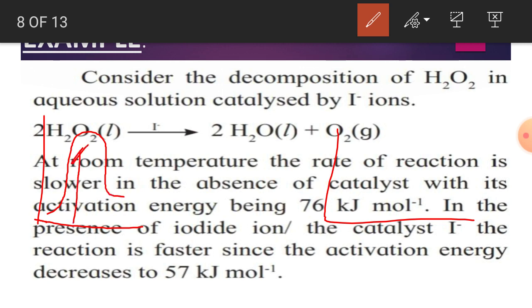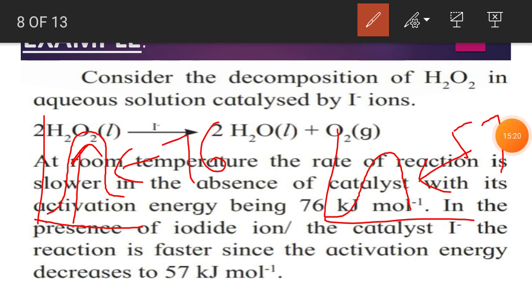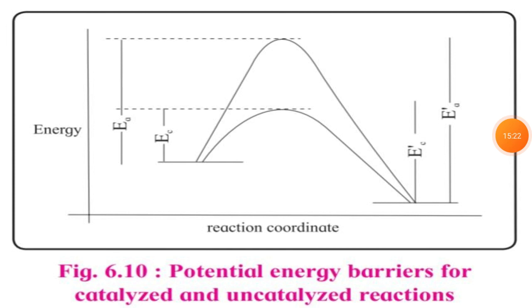This is the activation energy. Fine. While with catalyst the graph will decline. Here suppose it is 76, the graph is declined to 57. So the activation energy decreases in the presence of catalyst. So let's move forward towards the graph of potential energy barrier for catalyzed and uncatalyzed reaction.